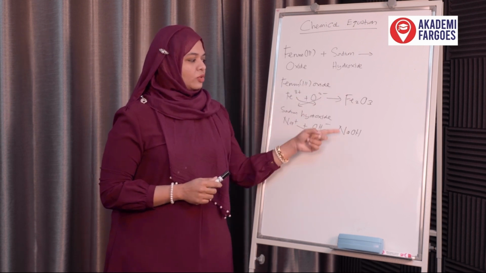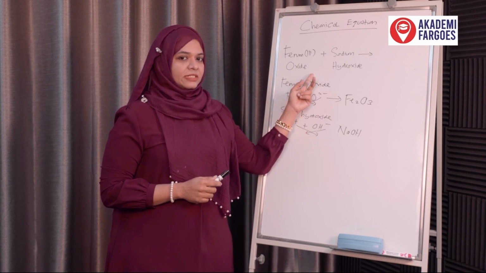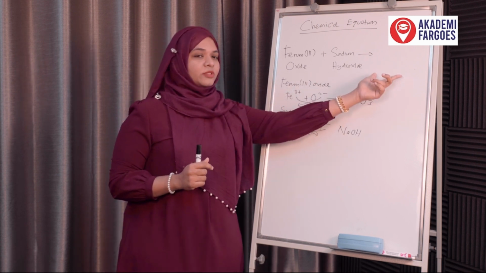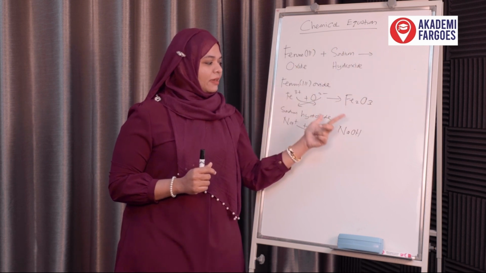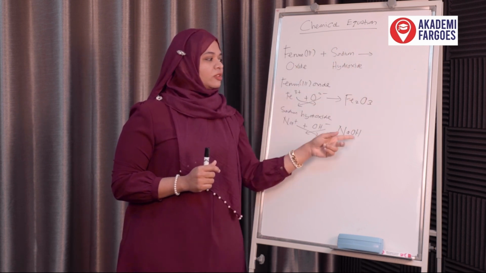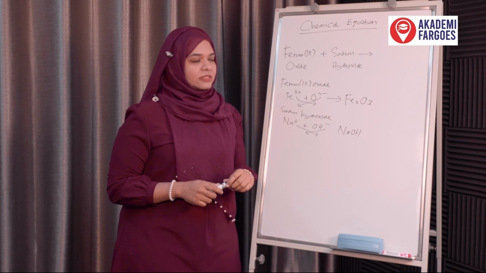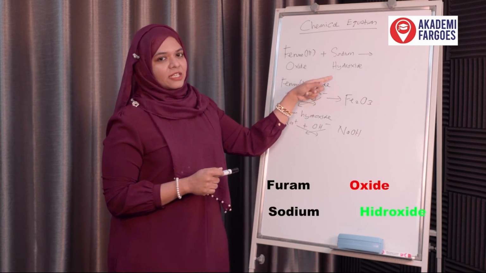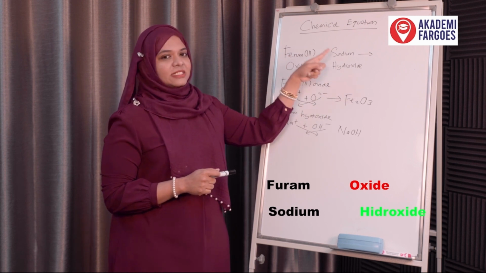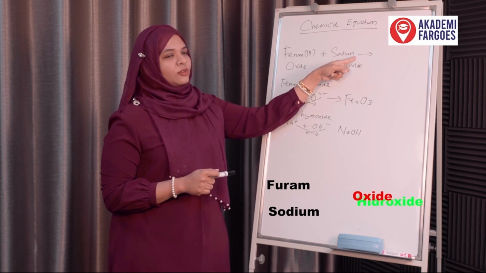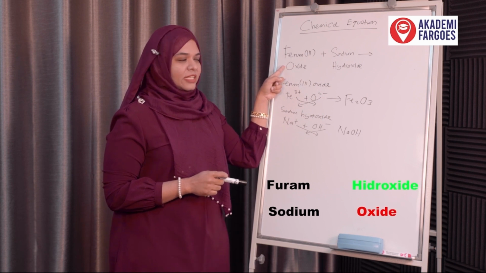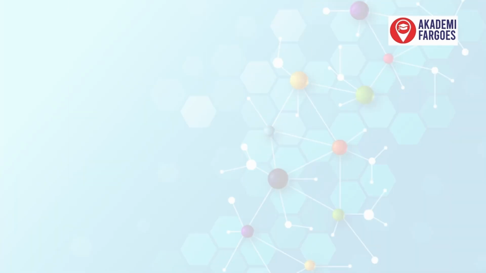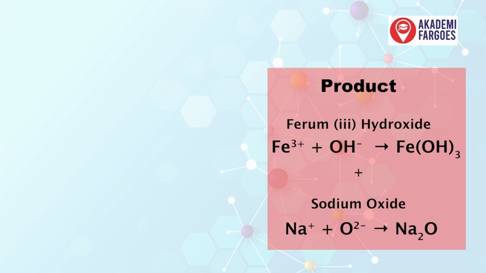Okay, these are the 2 chemical formulas for the reactants. Now, what are the products? Before you do the chemical formula for the products, you need to know the name of the products. Metal, non-metal. Metal, non-metal. This metal you combine with this non-metal. This metal you combine with this non-metal. Then you will get the products. Ferrum 3 hydroxide plus sodium oxide. These are the reactants.